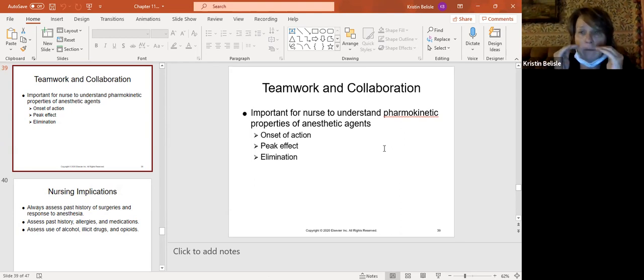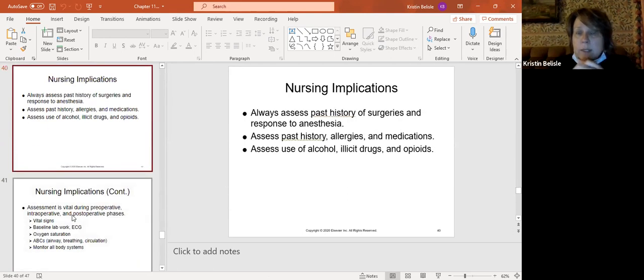When are they going to have the optimal effect of this medication? And then when are they going to eliminate it so that they're going to wake up and be okay? Our nursing implications are always assess the history. We always look at that and the response to anesthesia. If they've had a history of malignant hyperthermia, then we need to really think about what we're doing here.